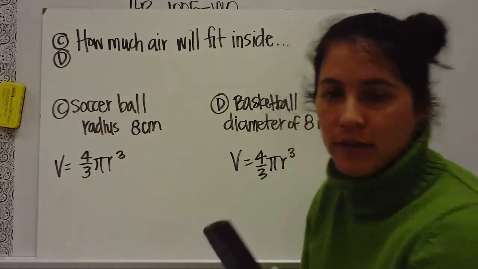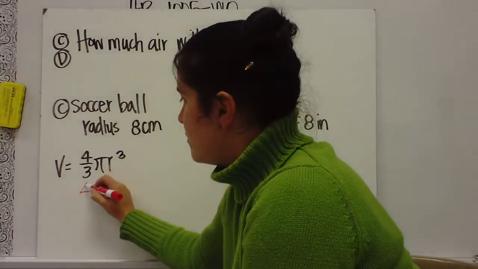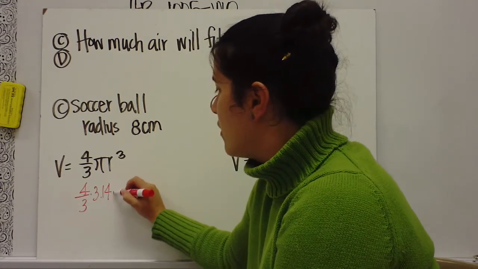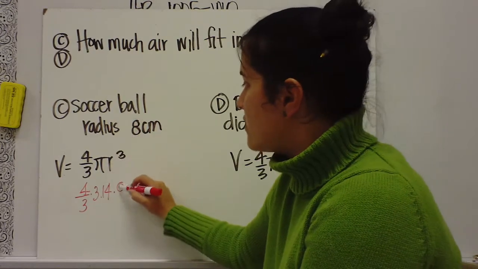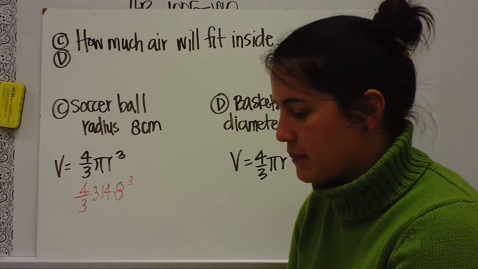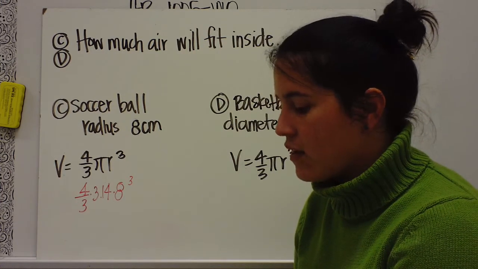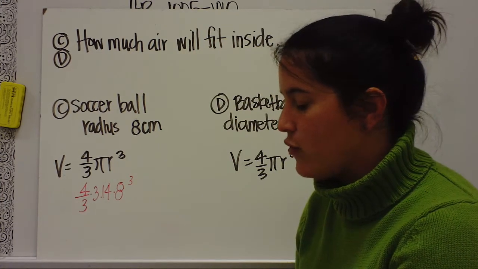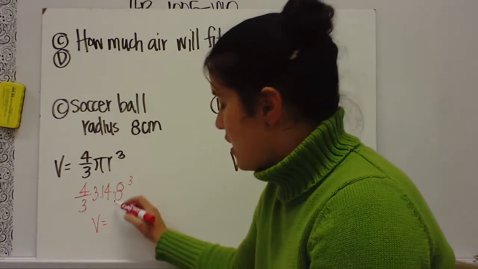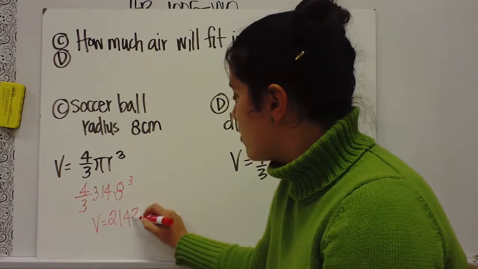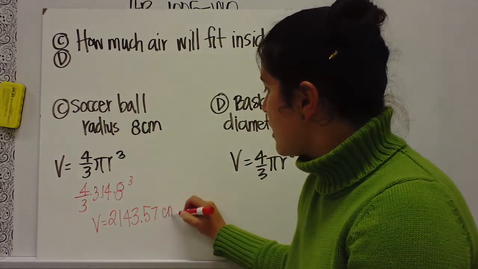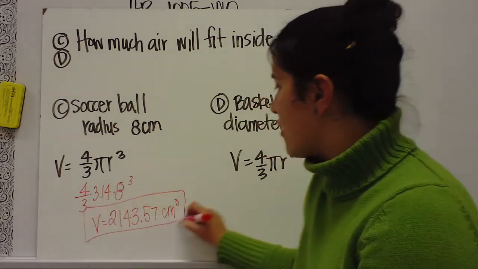So we start with our formula. We bring 4/3 down. Pi is 3.14. And the radius is 8, so 8 to the 3rd power. We're going to type that into our calculator. 4/3 times 3.14 times 8 to the 3rd power, and we get 2,143.57 centimeters cubed. That is how much air.